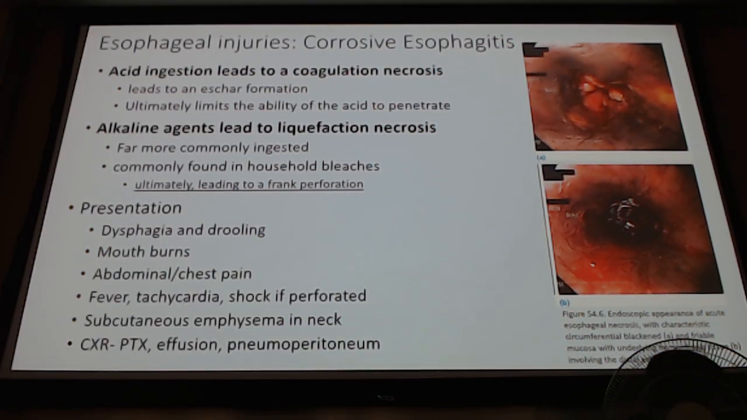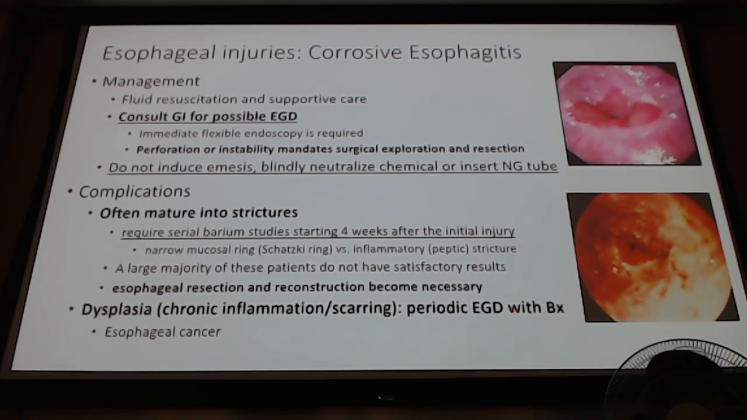Okay. Signs and symptoms: dysphagia, drooling, mouth burns, abdominal and chest pain. Fever, tachycardia, shock if it's perforated. You may have subcutaneous emphysema if it's perforated. On chest x-ray, you may see pneumothorax, effusions, pneumoperitoneum. You may see pneumomediastinum as well. What do we do? Consult GI for possible EGD. Really, it's fluid resuscitation and supportive care. Do not make them vomit. Do not stick any NG tubes down. Do not blindly neutralize the chemical.